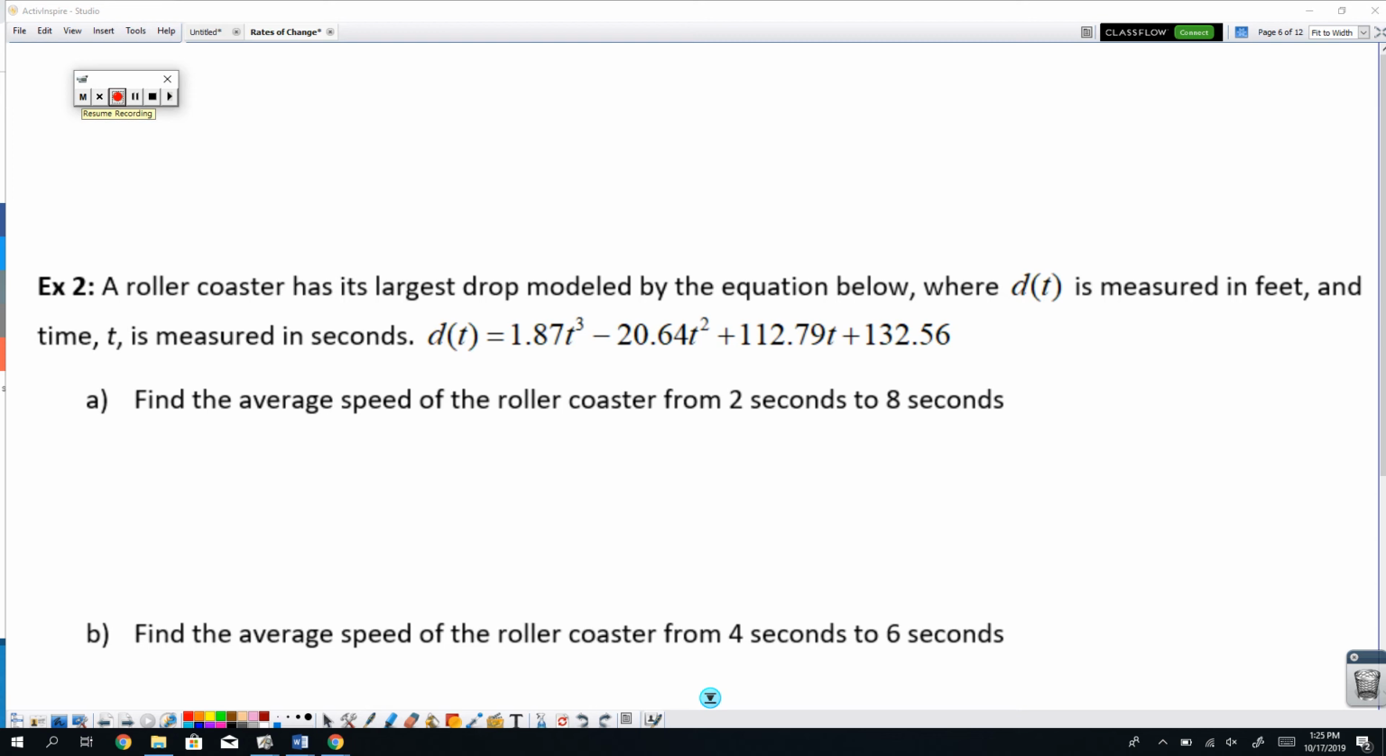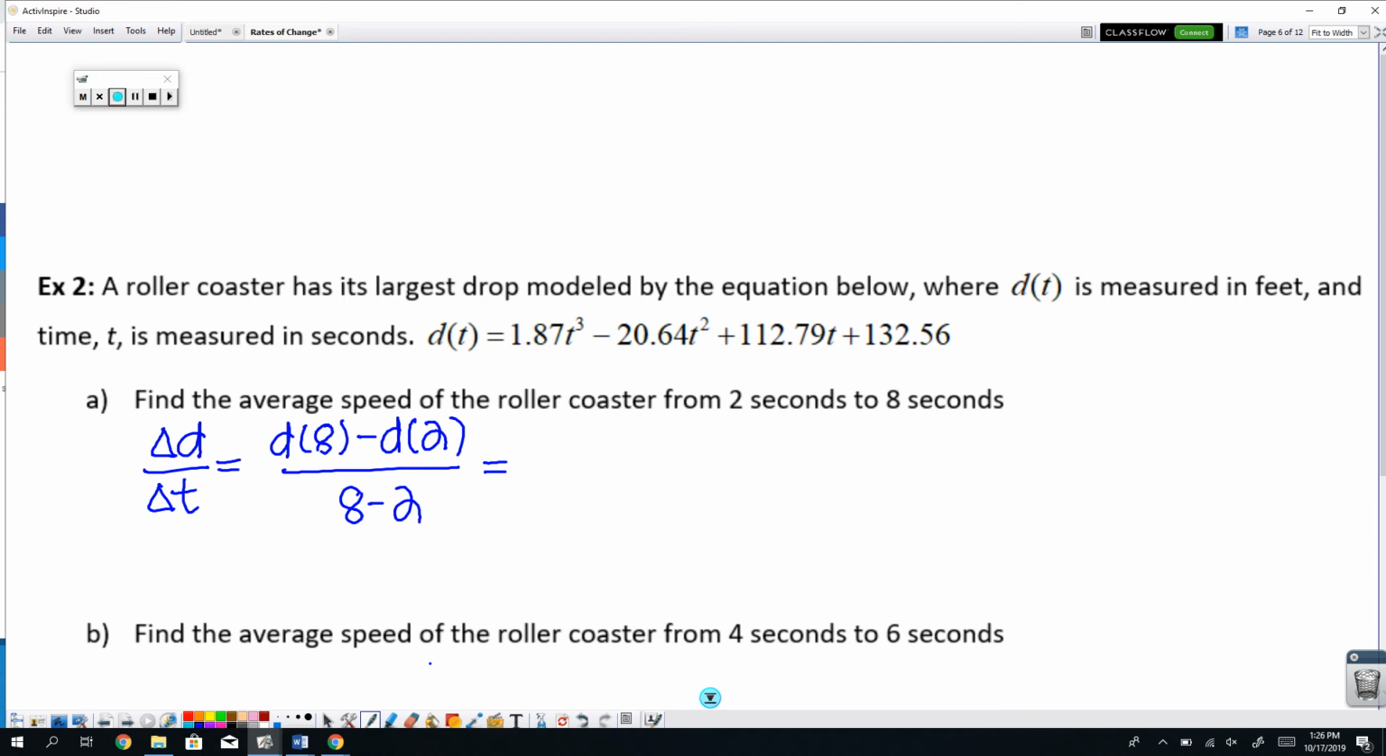Alright, so it doesn't look like I can get Desmos up, but I'll explain to you how it works. We can find the average speed of the roller coaster, that's change in distance over change in time. So we'll do d of 8 minus d of 2 all over 8 minus 2. Now, what I was saying is the only frustration is that plugging 8 into this function is a very long process.